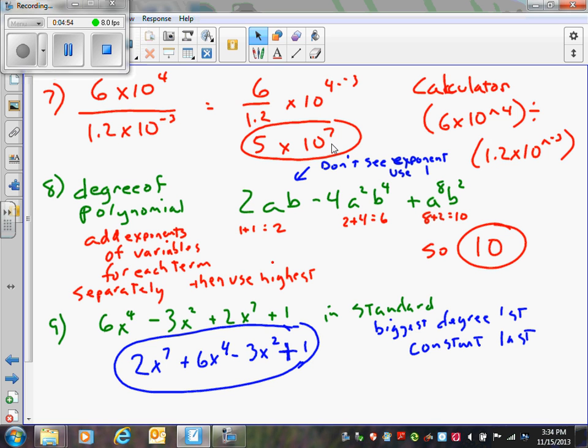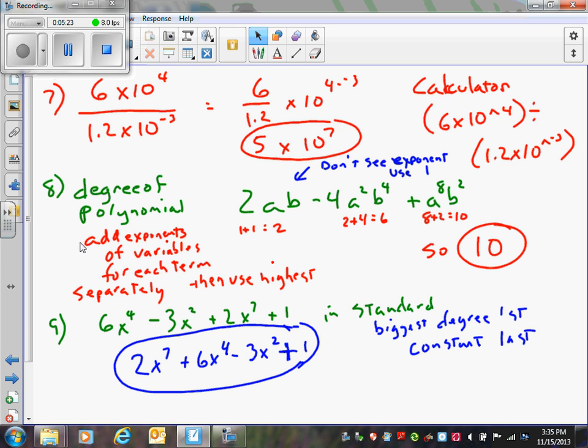However, you could also put it in the calculator. Make sure you use parentheses around the stuff on top and the stuff on bottom, and you get your division sign in the middle. Or you can use the fraction button and put these things on top and these things on bottom. But you've got to use that up arrow button to get that power. So it's 6 times 10 to the 4th, parentheses, divided by, parentheses, 1.2 times 10 to the minus 3rd. Get this answer.